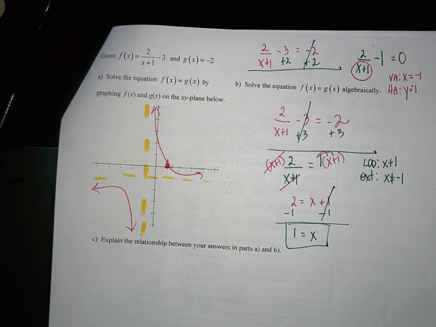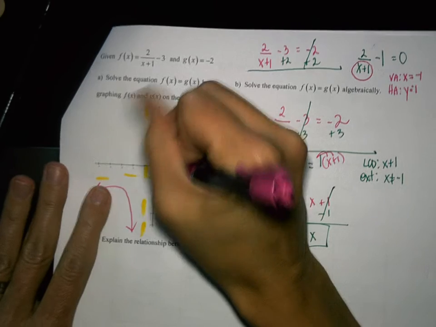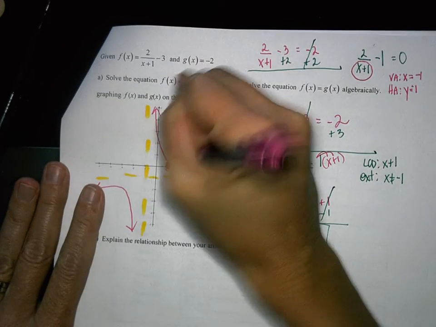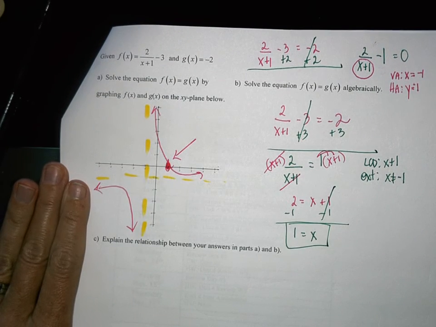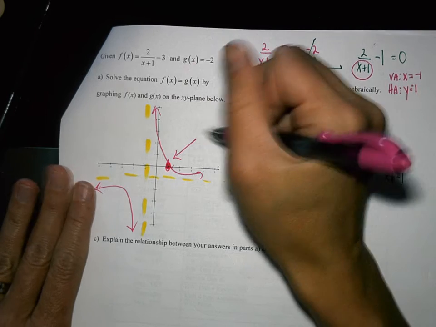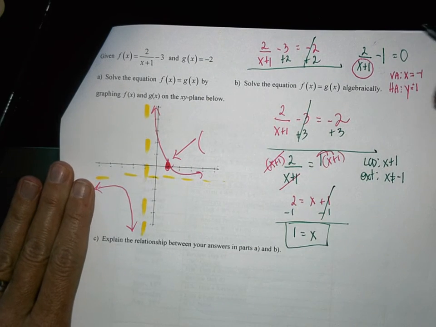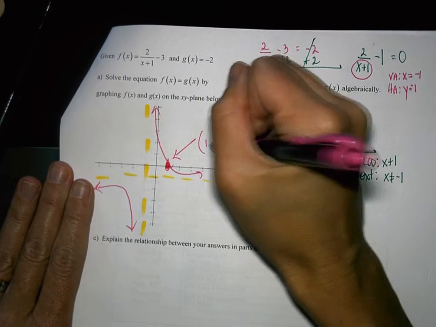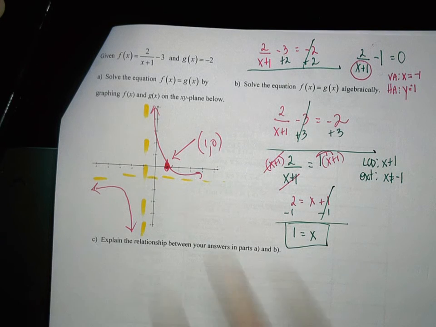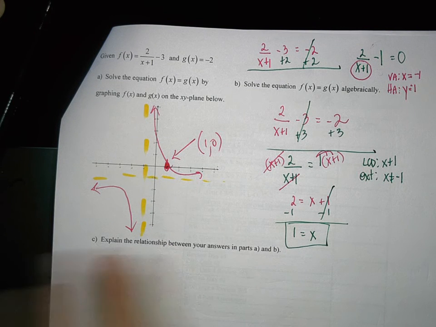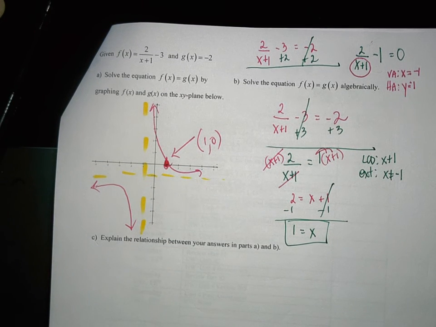Okay. Now, C says, explain the relationship between your answers in A and your answer in B. Your answer in A right here, that is a point. A point is always written as an ordered pair. What is that as an ordered pair? Okay? I basically just told you how to explain this. But I'm going to write it out as a complete sentence.